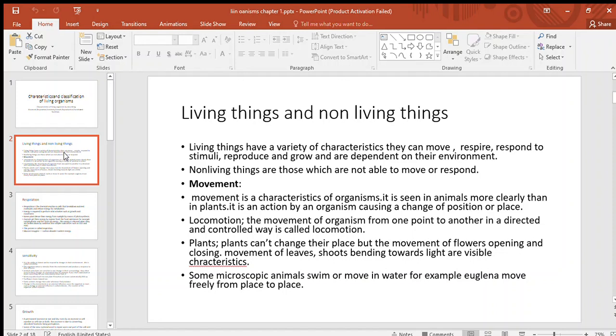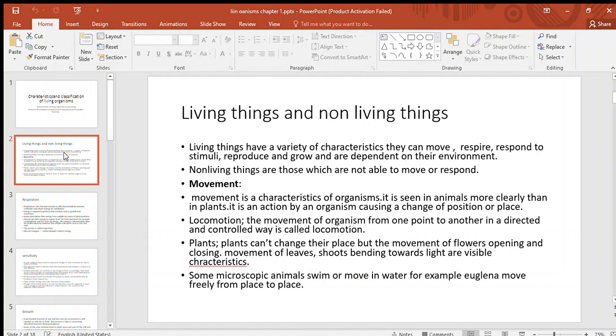What are living things and non-living things? A simple answer: living things have a variety of characteristics. They can move, respire, respond to stimuli, reproduce and grow, and are dependent on their environment. Non-living things are those which are not able to move or respond. You can see many non-living things around you, like table, chair, books, etc. And living things, animals, humans, plants, these are all living things.